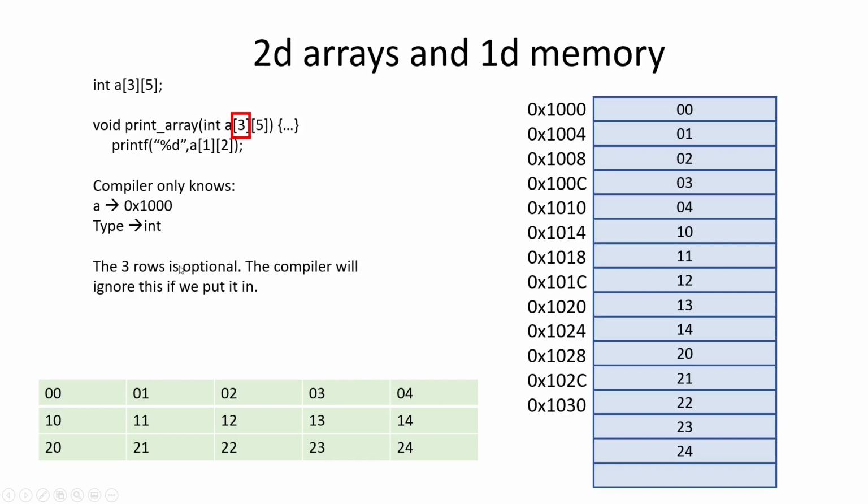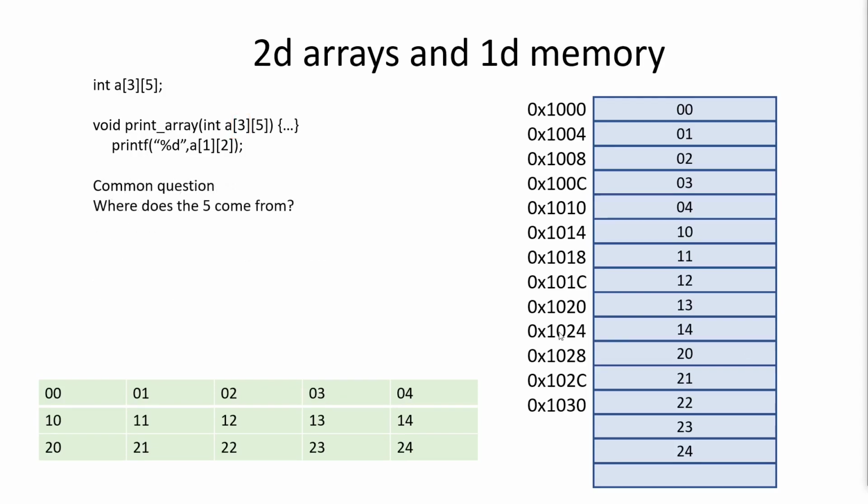Oh yeah, the 3 for the number of rows is optional. The compiler doesn't actually need this and just ignores it if we put it in. It's just going to assume that I have an array that's larger than this with more than 3 rows. And if I try and access those, it'll just be out of bounds elements that aren't actually filled in. And in C, for efficiency, there's absolutely no bounds checking. It's not even going to give me a warning or an error if I try and do that.